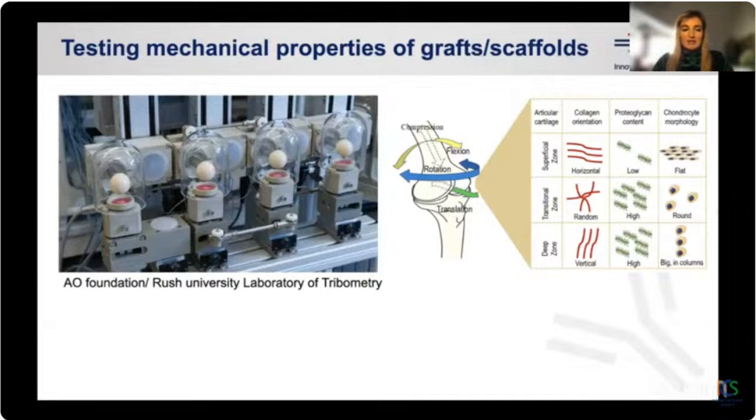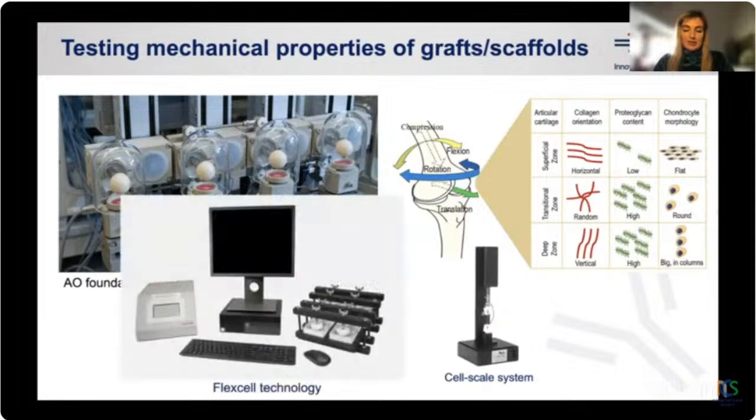For example, there are developed biotribometry systems at the AO Foundation in Davos and also at Rush University. These machines allow us to test not only the compressive load on the construct, but also rotation and flexion, and recreate all of the movement that is happening inside the joint. In that case, we can test, for example, the developed scaffolds or the native tissue, for example, when testing different types of drugs. And other machines like the CellScale system or Flexcell technology also allow testing compressive forces on scaffolds developed in a lab.